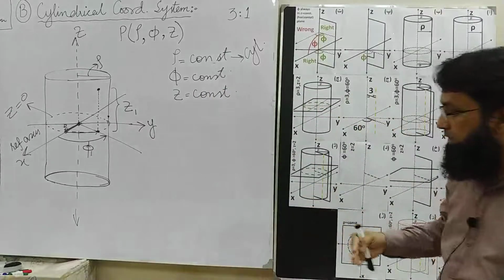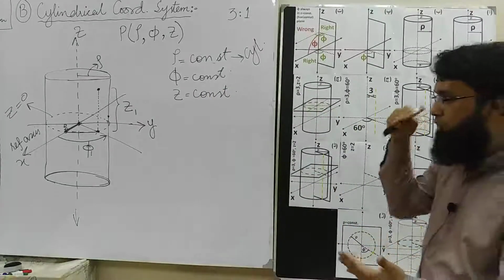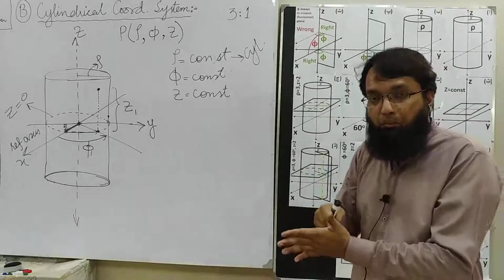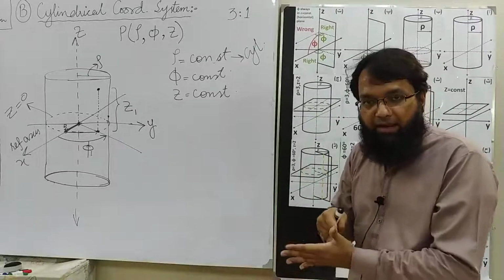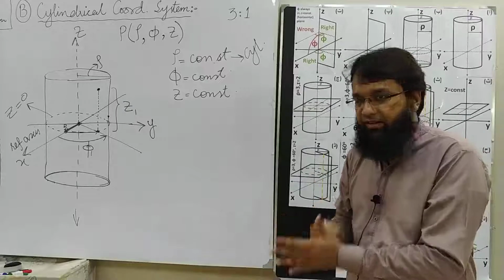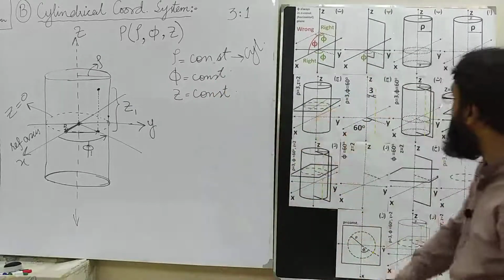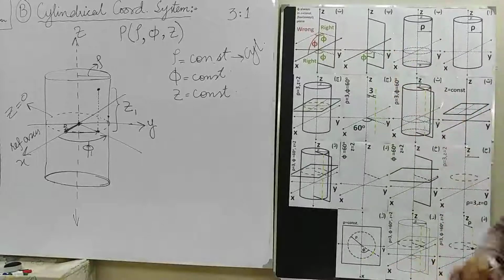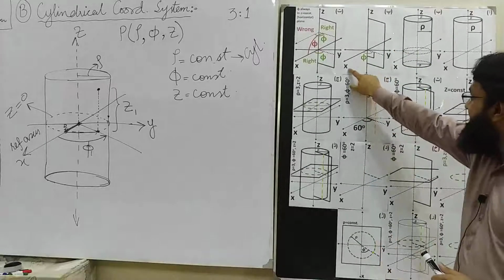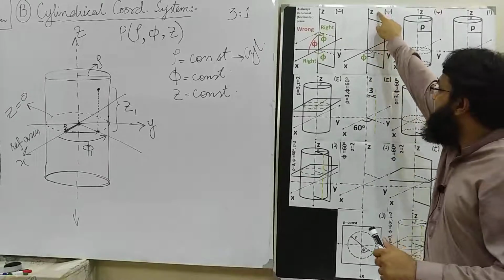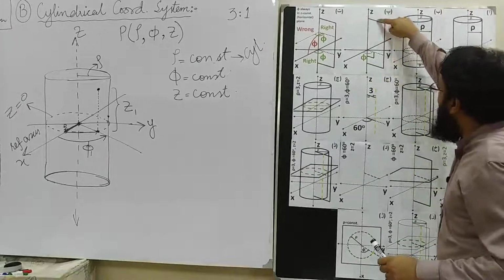Phi equals constant should be the collection of all the points which make a constant angle with respect to the reference axis, and in our definition that reference axis is the x-axis. So let's see diagram number P. This is the x-axis, y-axis and z-axis. So you can see this plane.